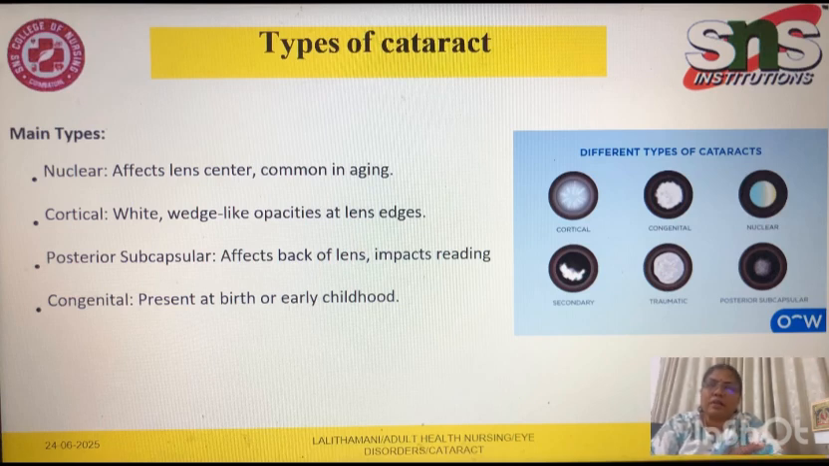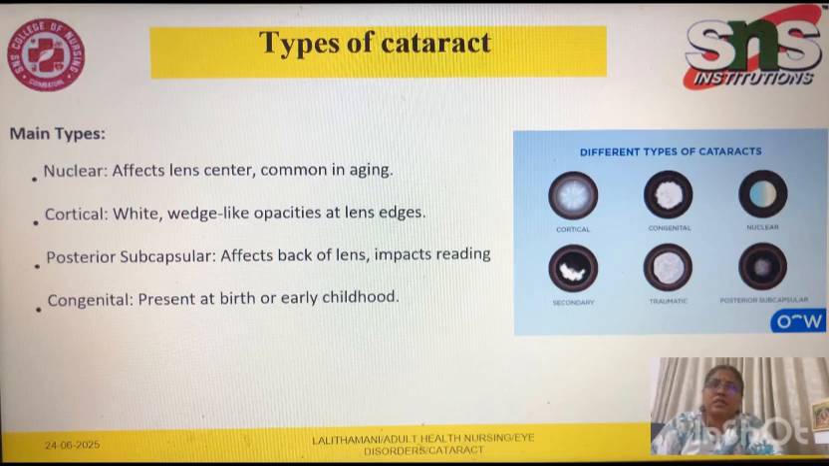Second is difficulty seeing at night or in low light. Why? Because the excessive light makes it hard for the patient to make out that there is some object. Sensitivity to glare is also seen, along with faded colors or yellowing of objects. There is always a cloudy appearance, and a yellowish tinge will be present. Frequent changes in glasses prescription occur because the lens power changes.